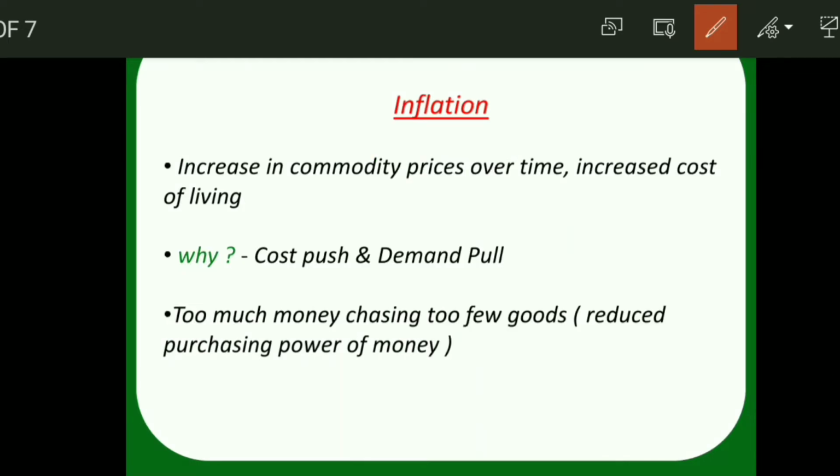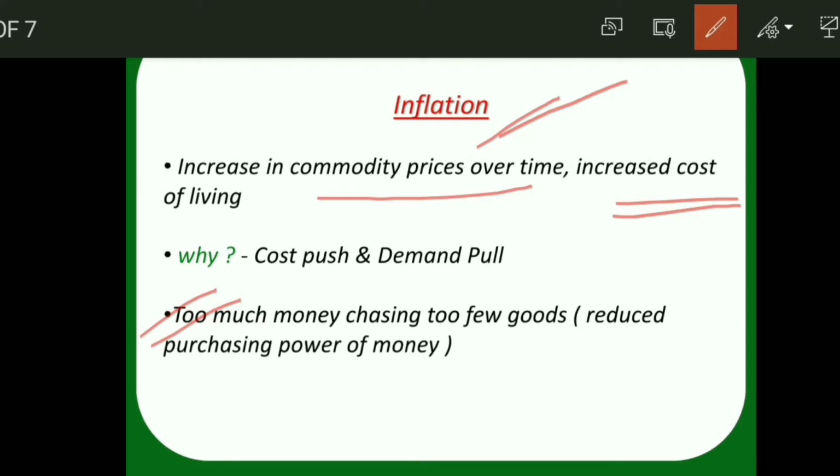Next, we will understand what is meant by inflation. Inflation is generally the sustained increase in commodity prices over time, which means the price of our daily consumables is increasing compared to last time. Okay, it increases the cost of living. It generally means too much money in the hands of people and too much money is chasing too few goods. Okay, do you understand that? Which effectively reduces the purchasing power of our money.